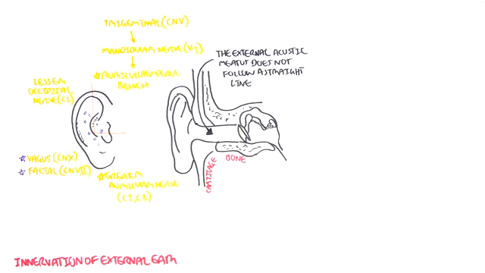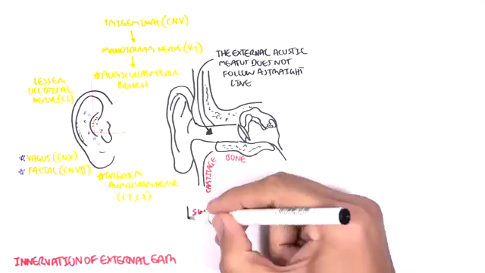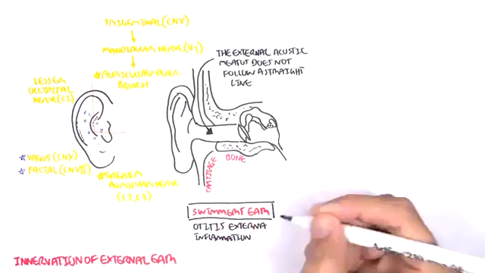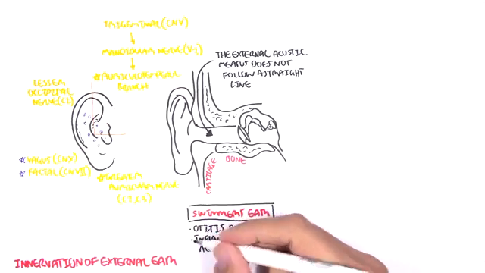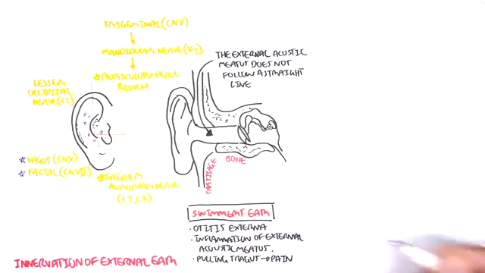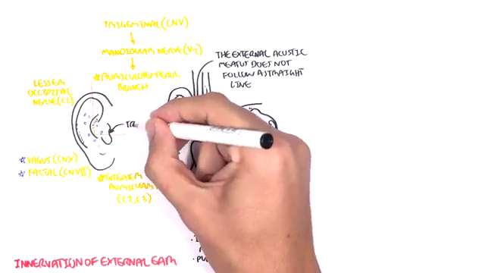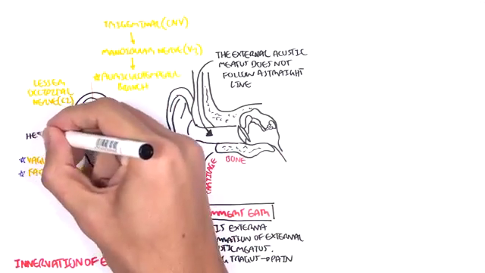So looking at some clinical relevance here, swimmer's ear, also known as otitis externa, is an inflammation of the external acoustic meatus. Clinical sign is pulling the tragus elicits pain. The tragus, what I'm talking about, is this part of the auricle.